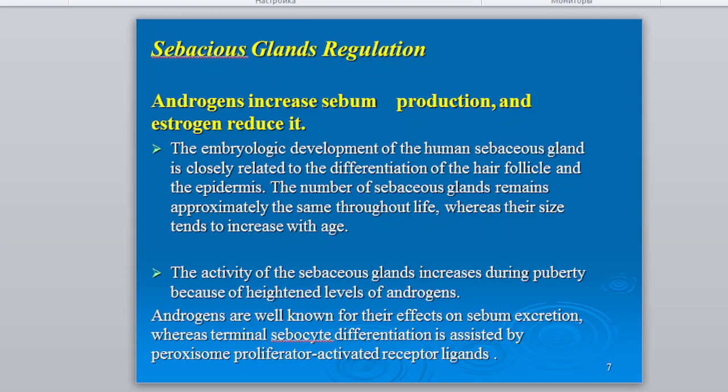The activity of the sebaceous glands increases during puberty because of heightened levels of androgens. Androgens are well known for their effects on sebum excretion, whereas terminal sebaceous differentiation is assisted by peroxisome proliferator activated receptor ligands.